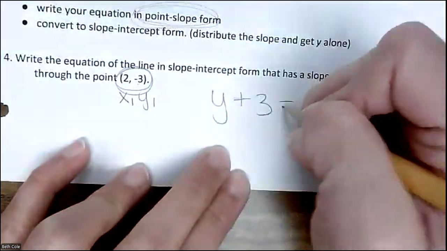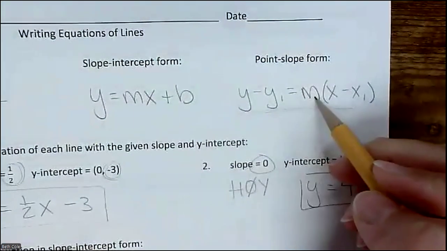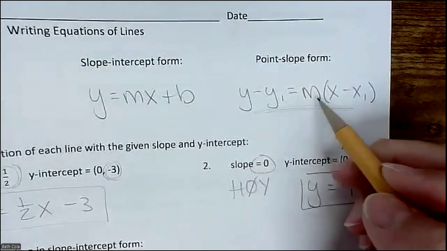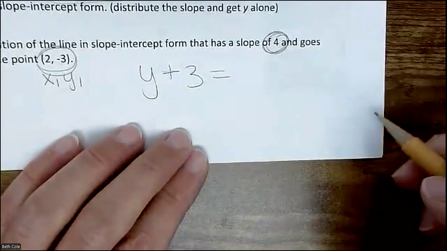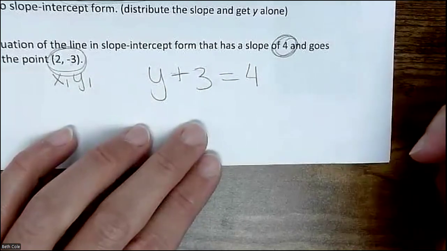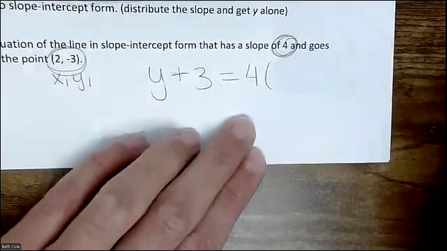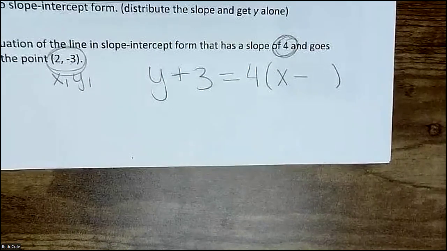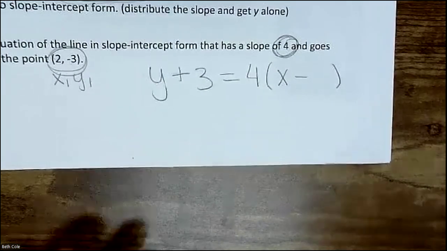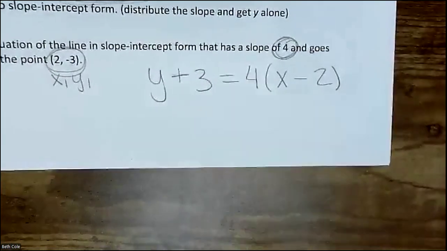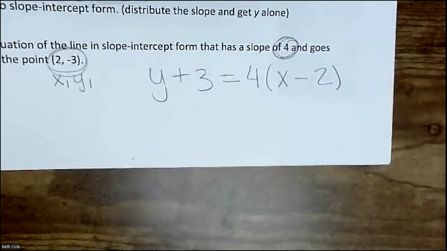So y +3 equals, I'm going to slide this down again. What comes next in the formula? M. Just read on the paper what number is our slope. 4. Do you see that there? All you got to do is have some common sense. It's going to tell you all the information you need. Parentheses, and it's x minus x1. Which number? Good. 2. Do you see that there? It's like you have all of the ingredients. You're just putting them together into the recipe.